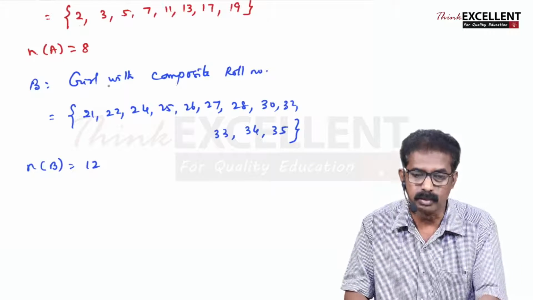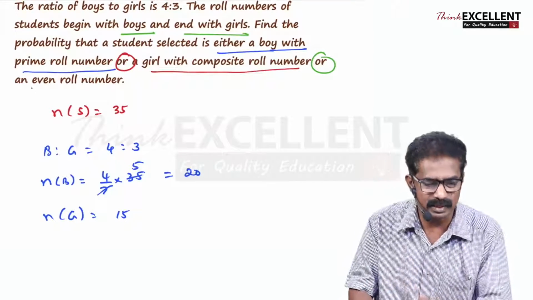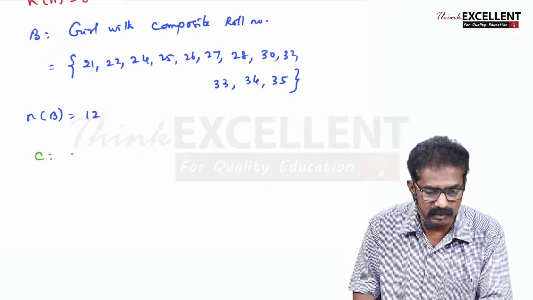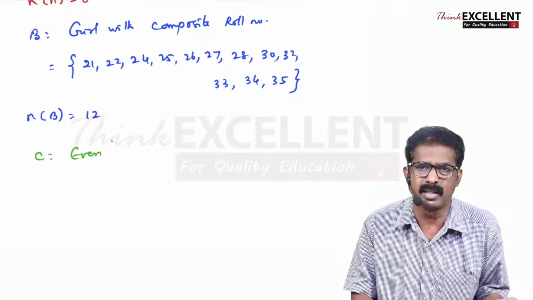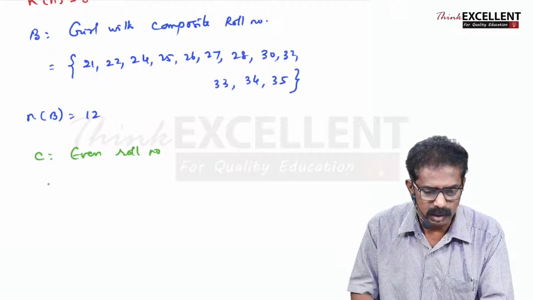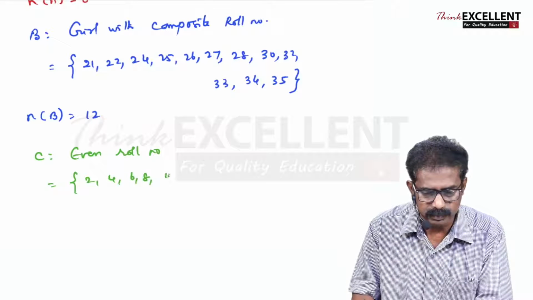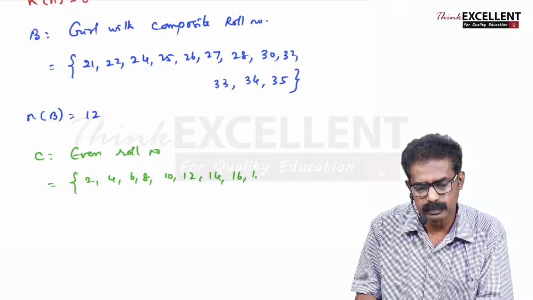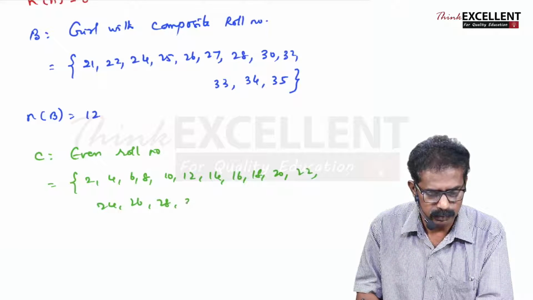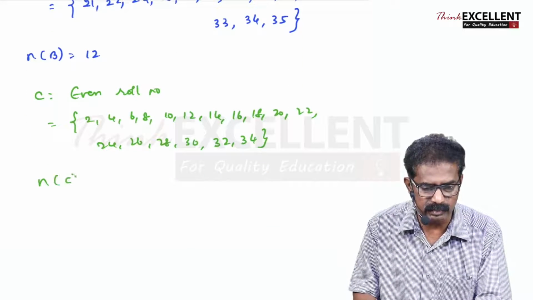Don't stop, still one more event is there. What's the next event? Once again, A union B union C, right? And even roll number, they didn't say even prime number. So C stands for even roll number. Maybe a boy or girl, whoever it may be, the roll number must be even. So all the even numbers 1 to 35 you write. So 2, 4, 6, 8, 20, then 22, 30, 32, 34. So 17 you will get here, right? N of C is equal to 17.